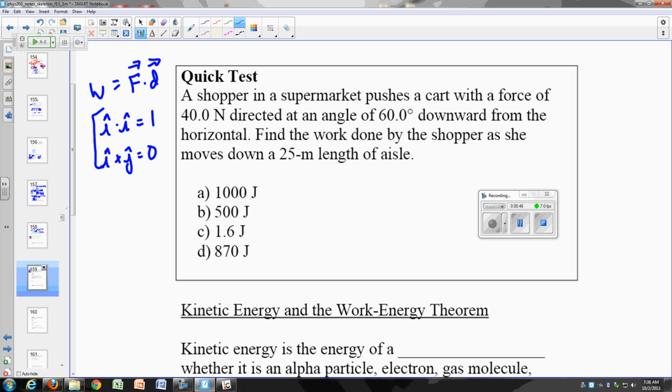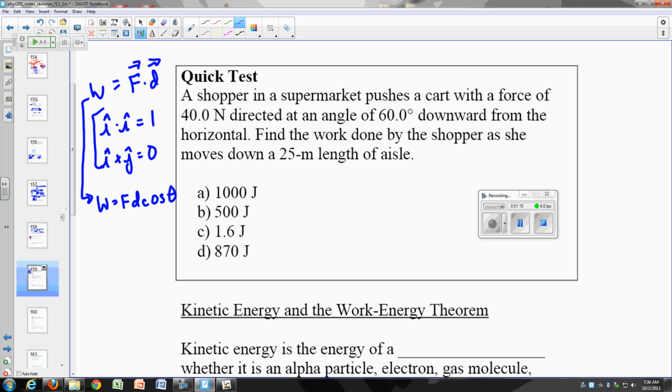But then we also have the definition of a dot product, which is F D cosine theta, the magnitude of the first vector times the magnitude of the second vector times the cosine of the angle between them. And remember, this comes about, the dot product is the product of the magnitude of two vectors, where the component of one of those vectors is in the same direction as the other vector.